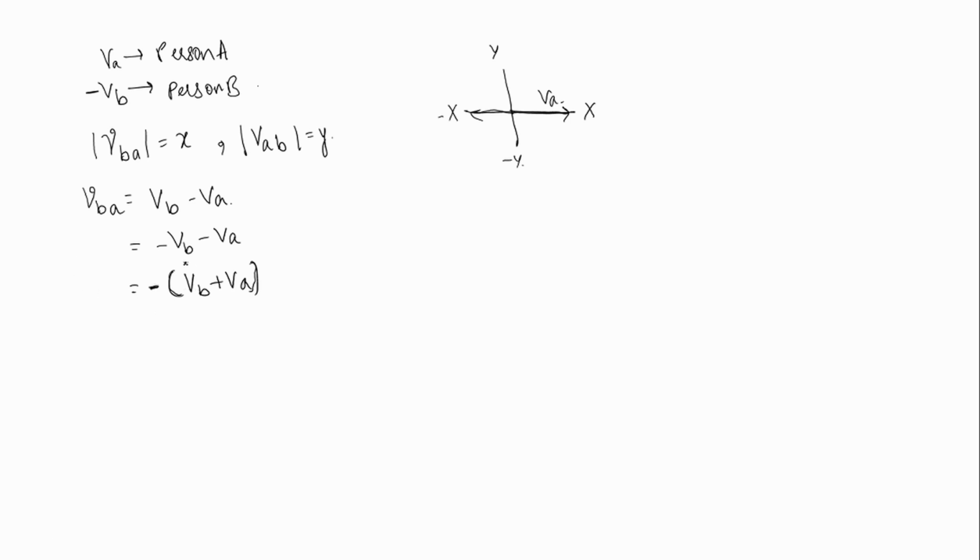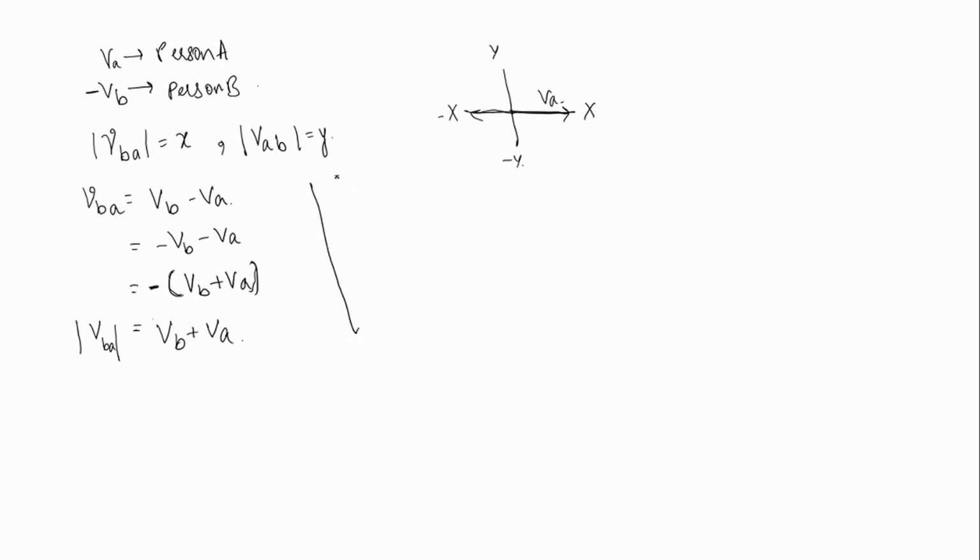So we'll just take VB plus VA, because we are given the magnitude of velocity of person B with respect to A. We'll find the magnitude of the velocity of person B with respect to A. That time it will not include the minus sign, because the minus sign indicates its direction. So the magnitude of velocity of person B with respect to A is VB plus VA.